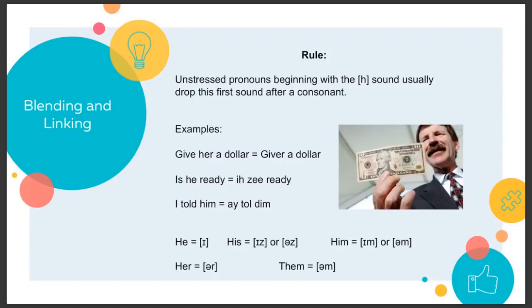The second rule is about unstressed pronouns. Unstressed pronouns beginning with the "h" sound usually drop this sound after a consonant. So if it has an H that is very soft at the beginning, then we drop it. Here are some of our examples. Give her $1. Give her $1. Again, if we pronounce it very formally, exactly how it's written, then it's "give her $1." But nobody speaks like that. We want to speak naturally, and that's why we say "give her $1," which sounds like "giver $1."